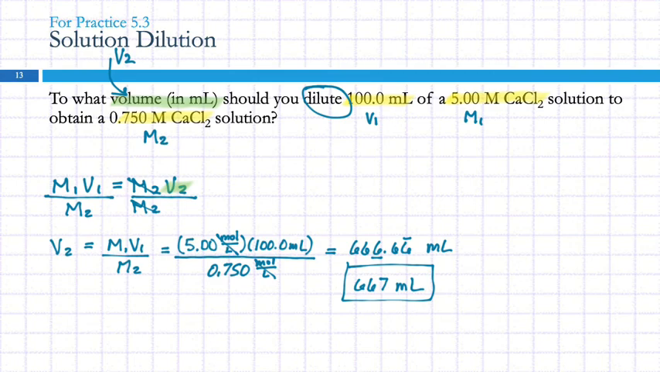666 makes me think, yeah, the devil called, he wants his weather back, right? 113 today, ugh. Anyway, 667 milliliters. Any questions?